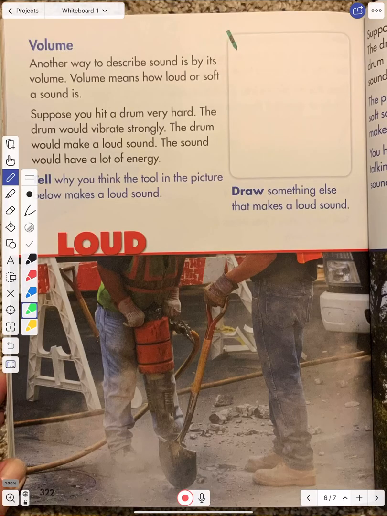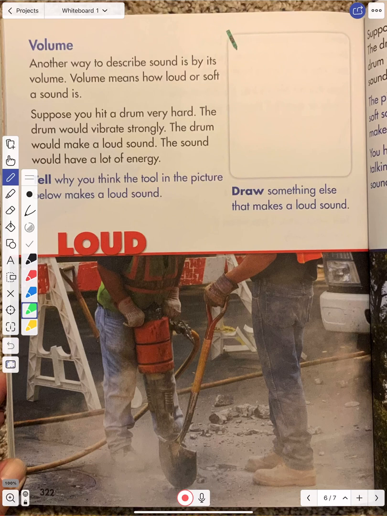Let's move on and talk about volume on page 322. Volume. Another way to describe sound is by its volume. Volume means how loud or soft a sound is. Suppose you hit a drum very hard. The drum would vibrate strongly. The drum would make a loud sound. The sound would have a lot of energy.